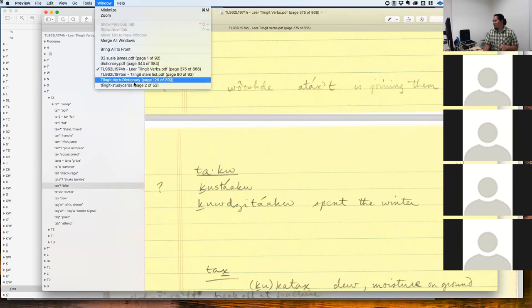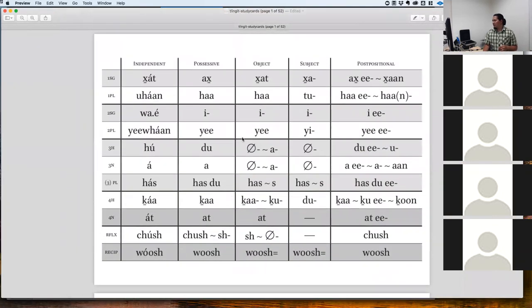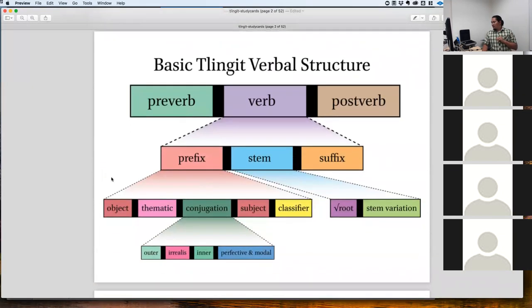the last thing is this summer I made these study cards, which I can make some more of if you guys are into it. These are like 5x7 cards. These are the most common pronouns in these categories. We can talk about these categories, but the idea was to get folks to practice using these, spending extra attention on objects and subjects, which are used in verbs. Then here's an illustration of the basics of Tlingit verbal structure, like how it's basically put together. If you want to learn how to use verbs, objects, subjects, and this conjugation, everything tends to happen in those three areas.